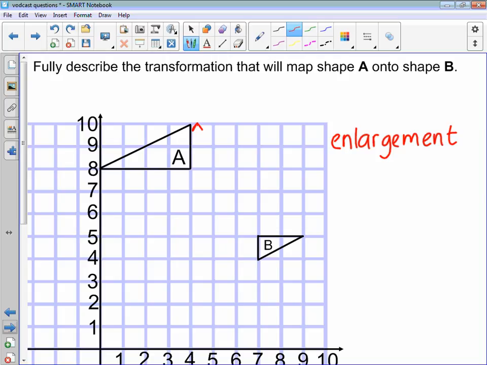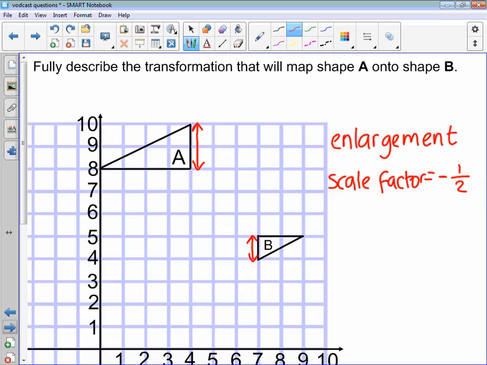Now this length here on A is going to be the equivalent to this length on B. Now if it's 2 squares on A and 1 square on B, the scale factor would be a half. But as we notice, the orientation of the shape is different. That means it's going to be negative a half.